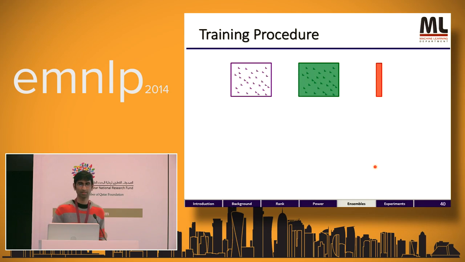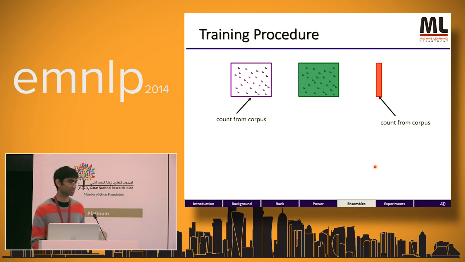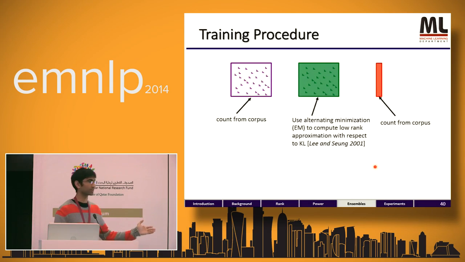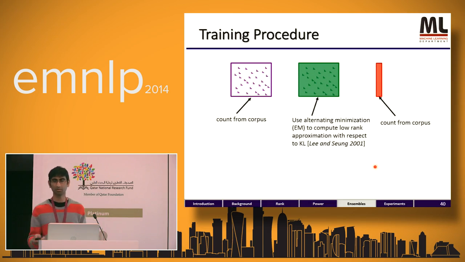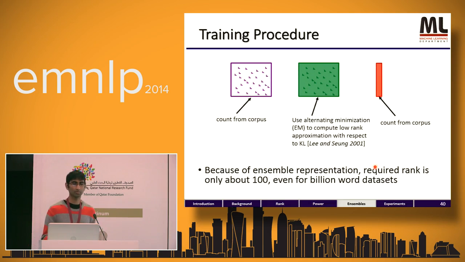So for the training procedure, these two things are exactly the same as Kneser-Ney, so they can just be computed from the corpus. For the low-rank quantities, you can use alternating minimization or EM to compute the low-rank approximation with respect to KL. That's a pretty simple procedure. And one thing that's nice is that because of this ensemble representation, the required rank is only about 100, even for billion-word data sets, which is different from class-based methods where you have to have huge numbers of classes to be able to capture the language. Since there are multiple elements in the ensemble, every element is doing its own thing.